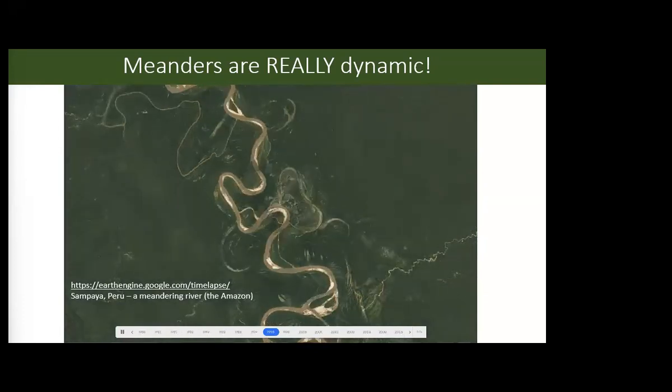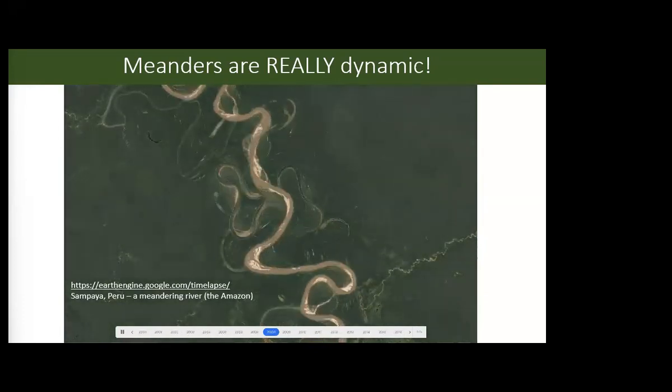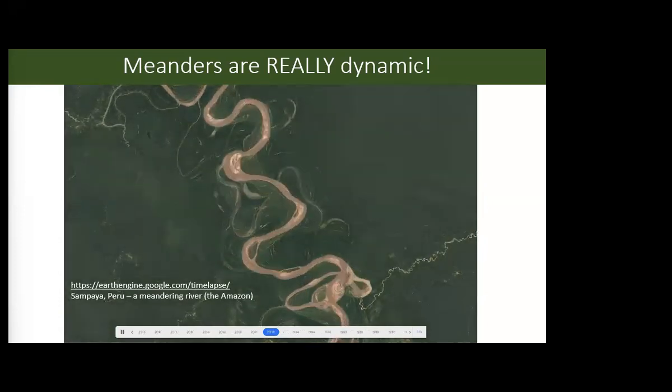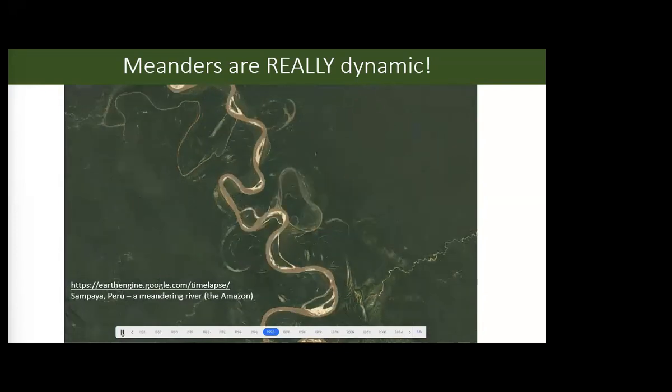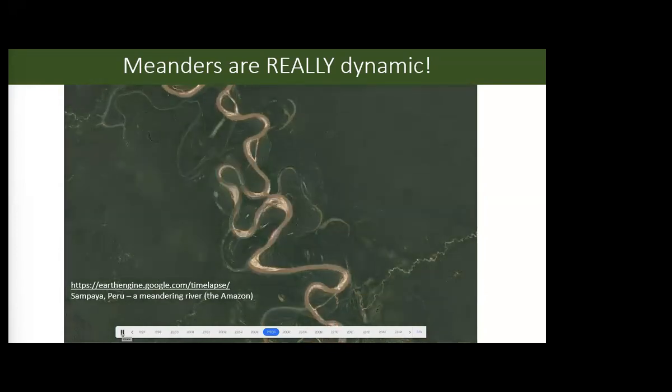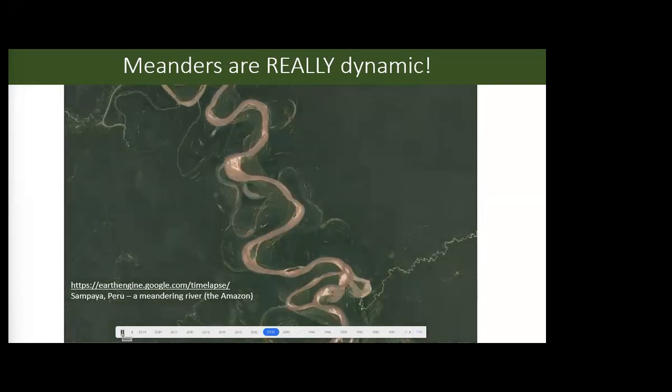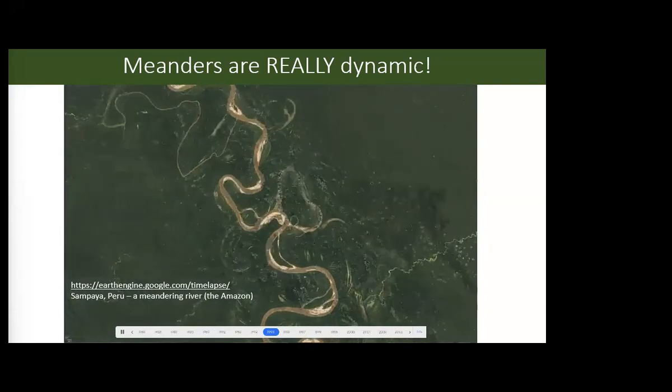So that feature where we have this gigantic meander that eventually gets cut off, that's called an oxbow. So we have oxbow lakes that are just former stream channels that are in this like bow shape that get cut off because it's so much easier for the water to travel this distance than it is to follow the entire meander.